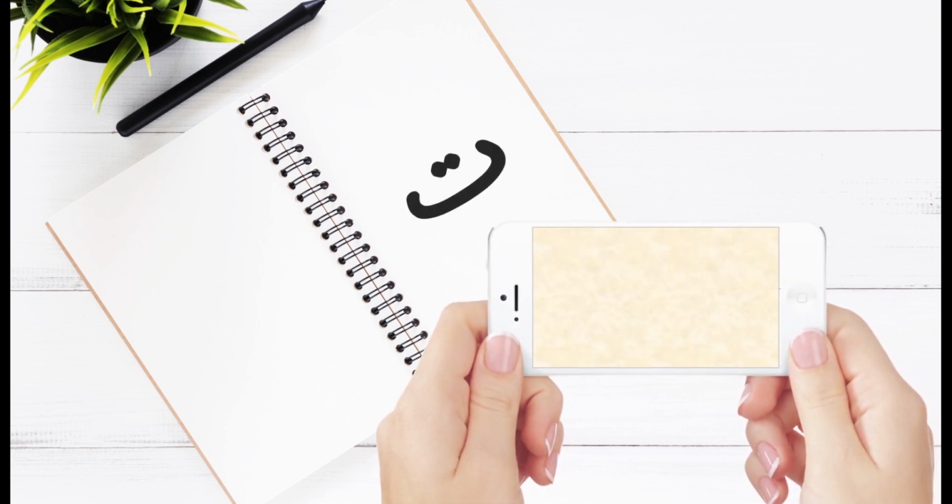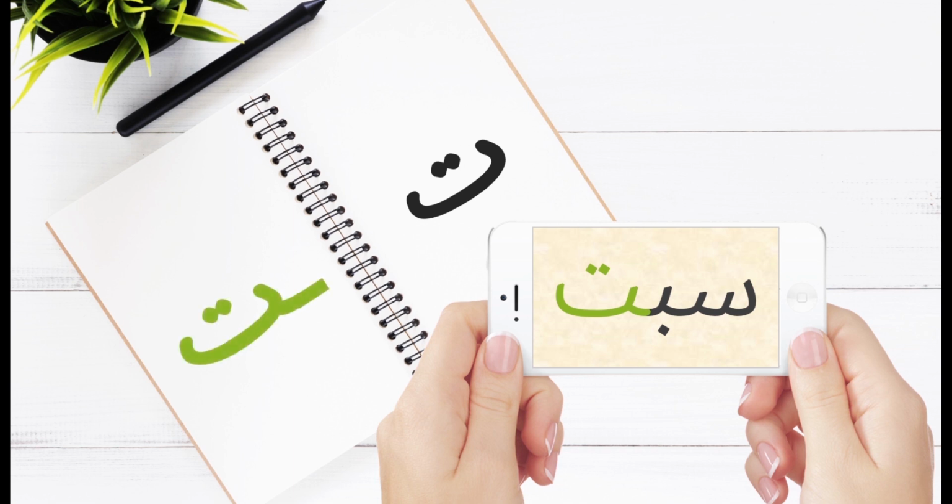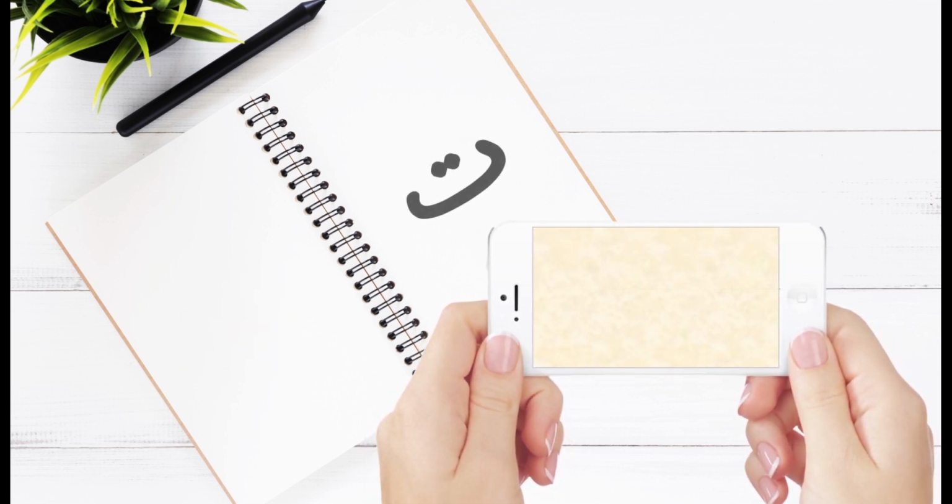In the final position, the dots keep their original place in the middle, because T preserves its full shape, in addition to a connecting segment coming from the previous letter. If ta comes preceded by a non-connecting letter, a letter that can't provide a connecting segment, it stands alone, taking the isolated form, like this example.